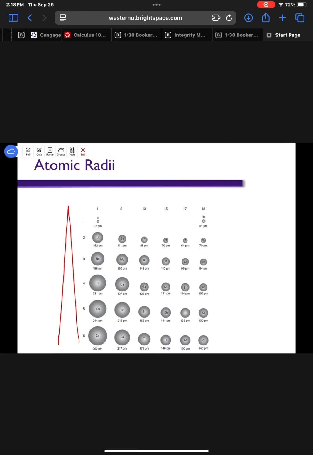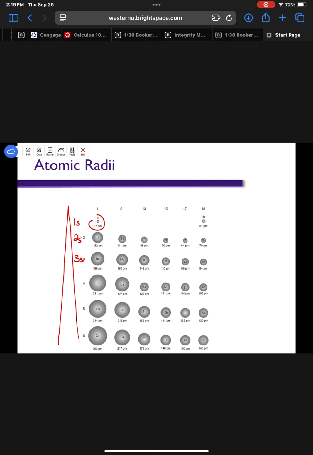If we think about the valence electrons in each of these atoms, hydrogen here has its valence electrons in 1s orbitals, lithium 2s, sodium 3s, and as we go down the periodic table, the valence electrons are in orbitals that have a higher principal quantum number. So 1s, 2s, 3s, 4s, 5s. So it makes sense as we go down the periodic table, the size is increasing.